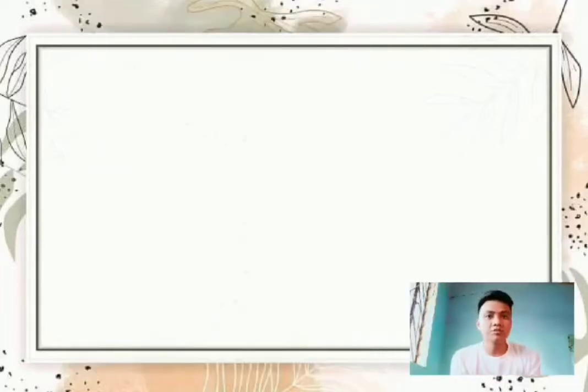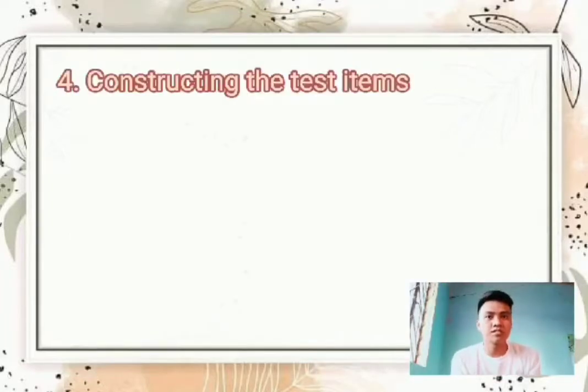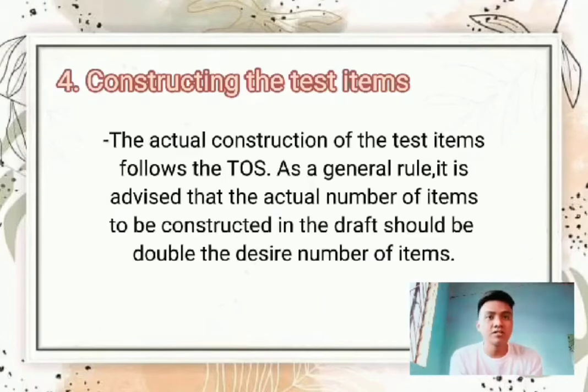Let's move on to the fourth step, which is constructing the test items. The actual construction of the test items follows the TOS. The TOS is very important because it serves as the guide for the teacher in constructing the different test items. As a general rule, it is advised that the actual number of items to be constructed in the draft should be double the desired number of items.